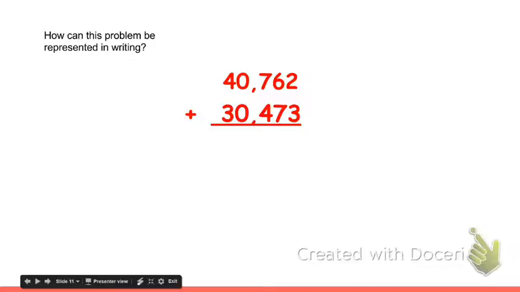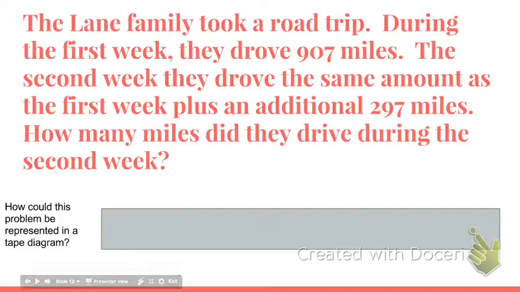And then how could this be represented in writing? So, I'm going to give you a few minutes. I want you to go through the rest of this and build this next number. Build the number that we just came up with. And take a look. There's also one more word problem. How could that one be represented in a tape diagram? And that's where we're going to spend the rest of the time just finishing up these problems and especially this word problem. Any questions before you get started on your own? Okay. All right. Good job.